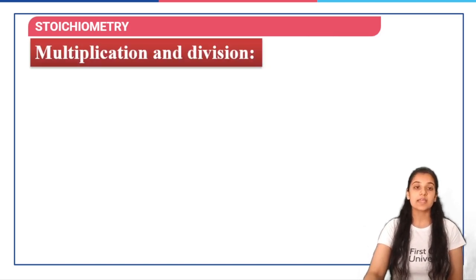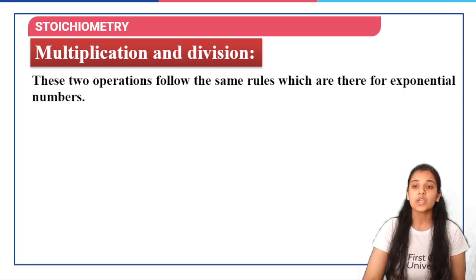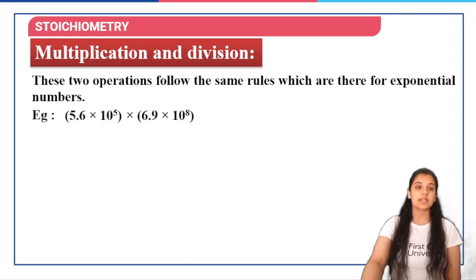The next is multiplication and division. Now, these two operations are going to follow exactly the same rules which are there for exponential numbers. Okay, so if we look at this, that is 5.6 into 10 raised to the power 5 into 6.9 into 10 raised to the power 8.